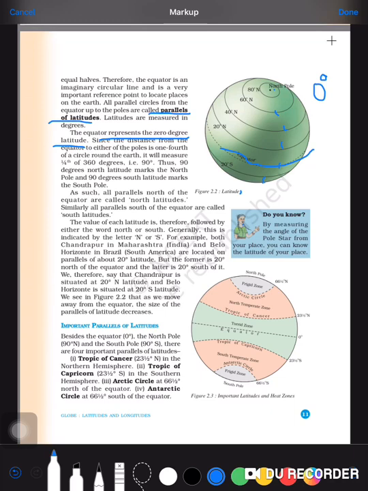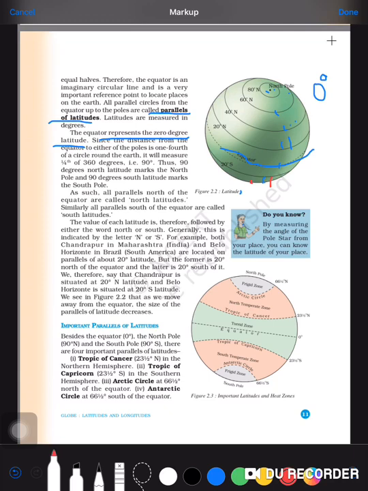Okay, so 90-degree north latitude marks the North Pole. This one is 90-degree, and 90-degree south latitude marks the South Pole. See, these are the places of the North Pole and South Pole. All parallels north of the equator are called north latitudes, and below the equator these are called the south latitudes. The value of each latitude is therefore followed by either the word north or south. Generally, this is indicated by the letter N or S.